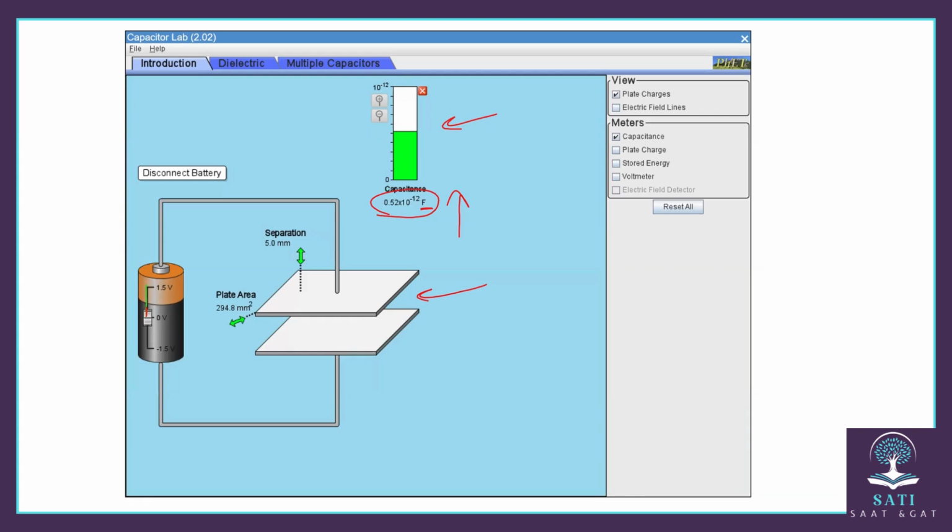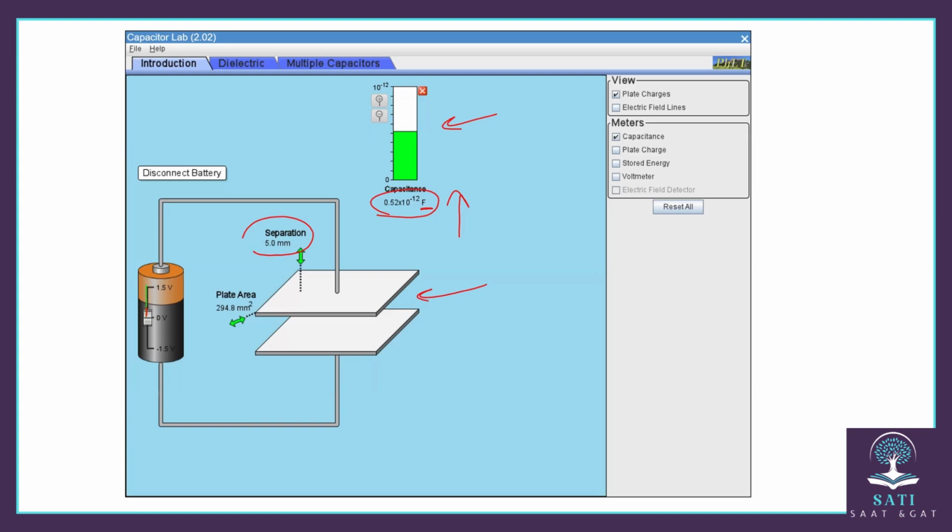If we increase the separation here, as you see, it is now 5 millimeter. The separation between the two plates is 5 millimeter. If we increase this separation between the two plates, what will happen to the capacitance? It is now 0.52 times 10 to the power of negative 12 farad.